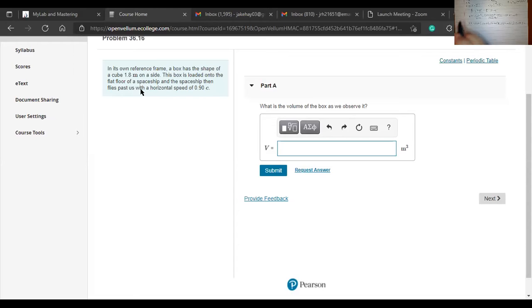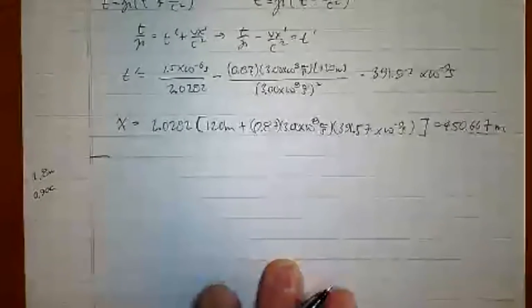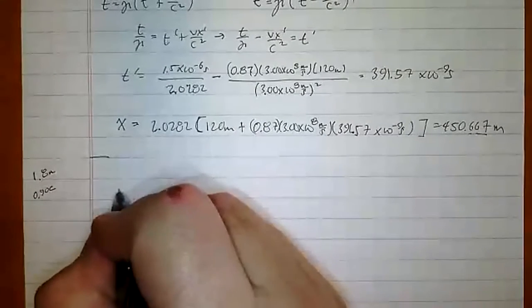Okay, that's a good question. I like that. So let me draw a picture for you real quick. I know the numbers. It's 1.8 and 0.90 c. Okay, so if I can steal the screen again. So I gave it back.